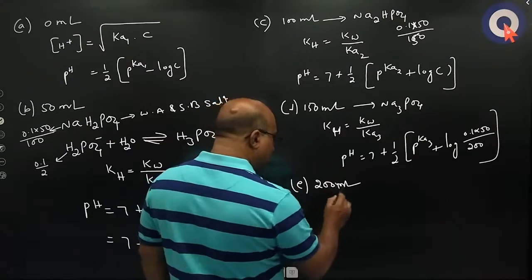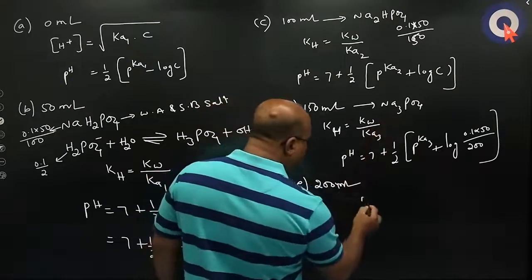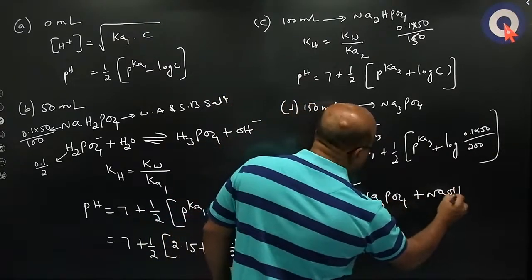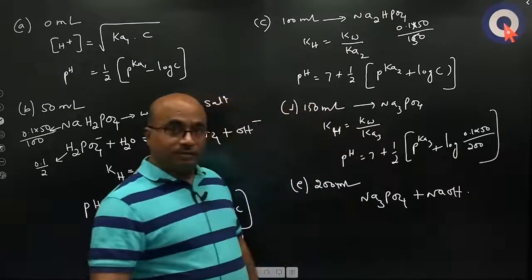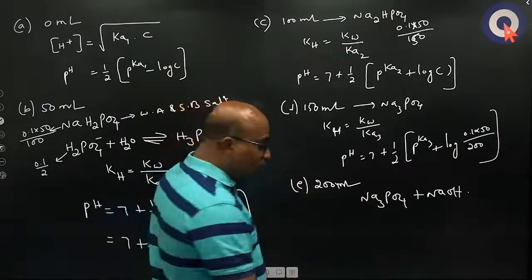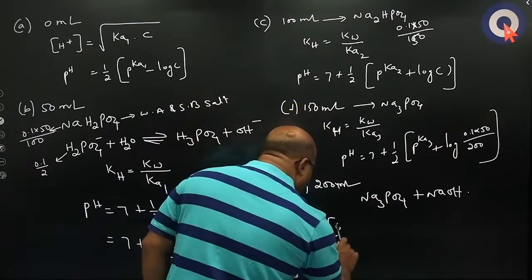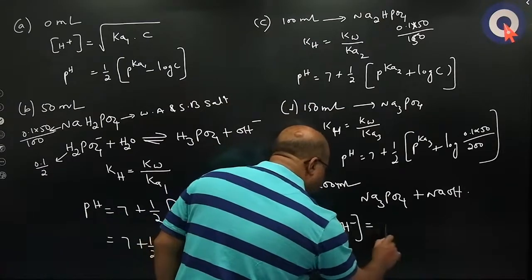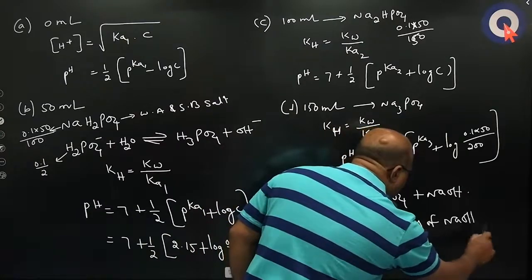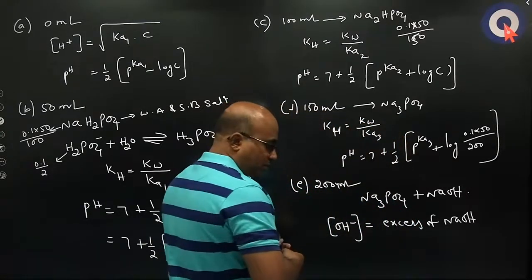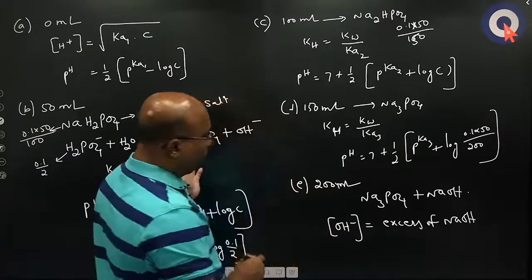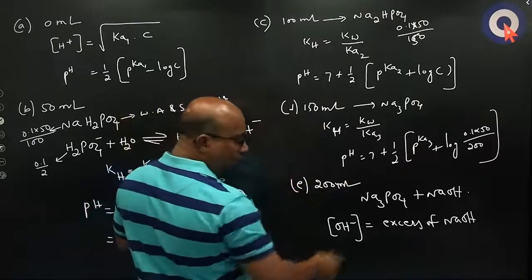The pH will be, or even though you have Na3PO4, you have NaOH. When a strong base is there, the hydrolysis of this will be suppressed. So your overall concentration, which is OH minus concentration, is the excess of NaOH concentration. So how much of excess of NaOH we have? That is 0.1 into 50 we have taken here, 0.1 into 200 we have taken here.